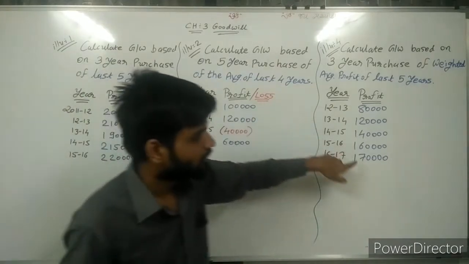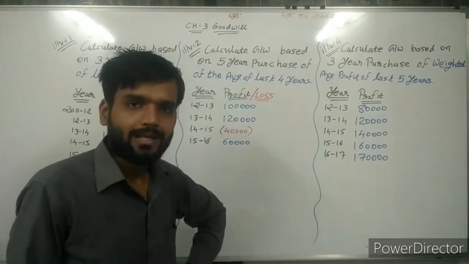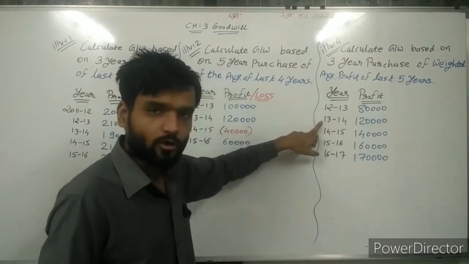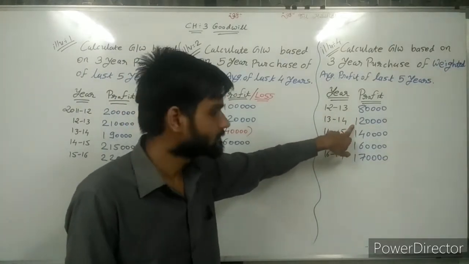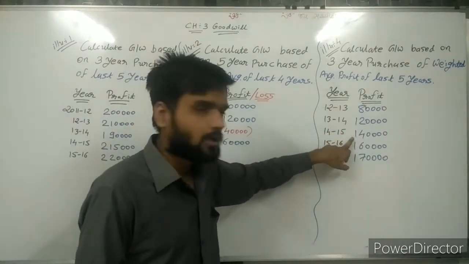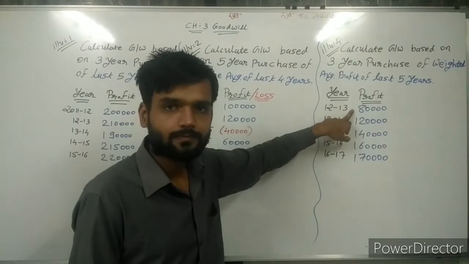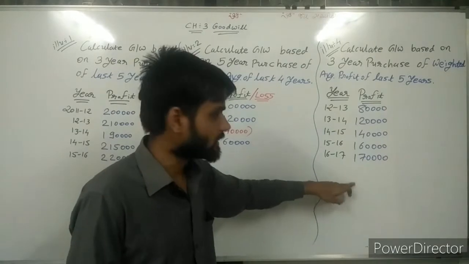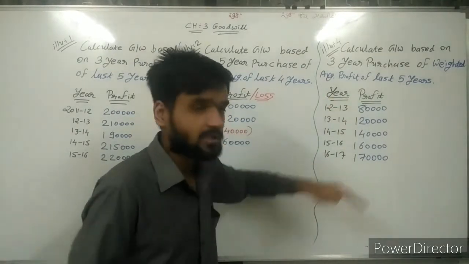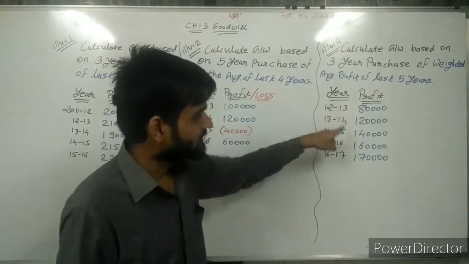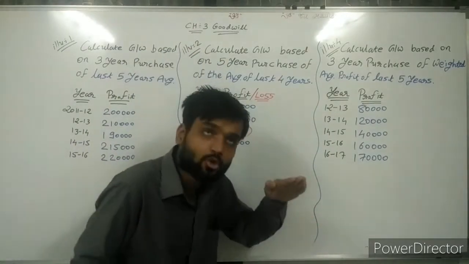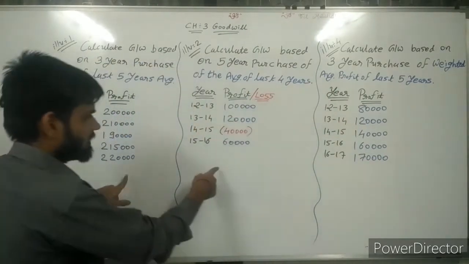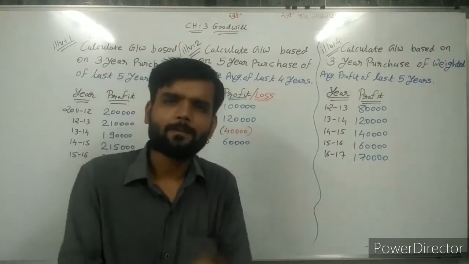Now we are talking about the third sum. In the third sum, see: 12-13, 80,000; 13-14, 1,20,000; 14-15, 1,40,000; then 1,60,000 and 1,70,000. Year wise, every year profit is increasing. So sir, this firm is growing. Every year this company is growing. But in the other sums, some variations are there.